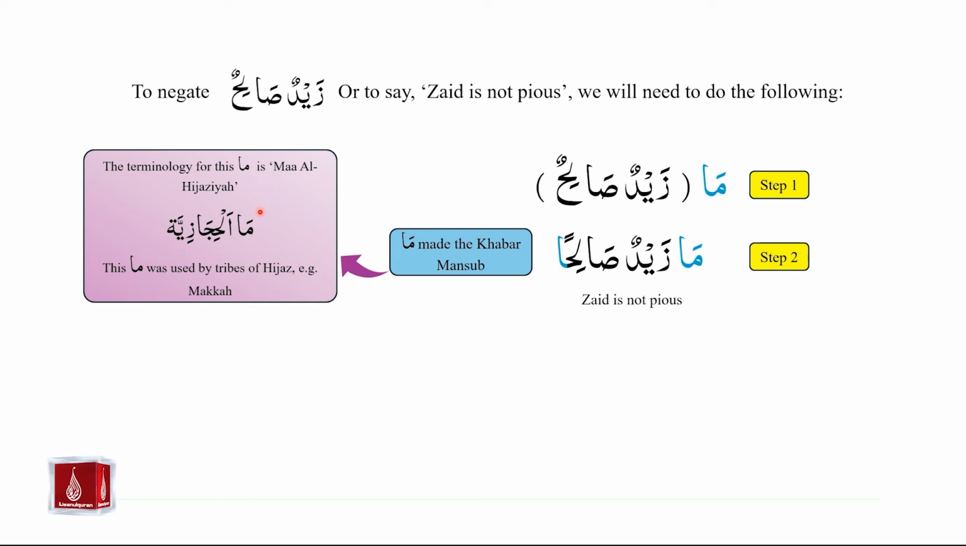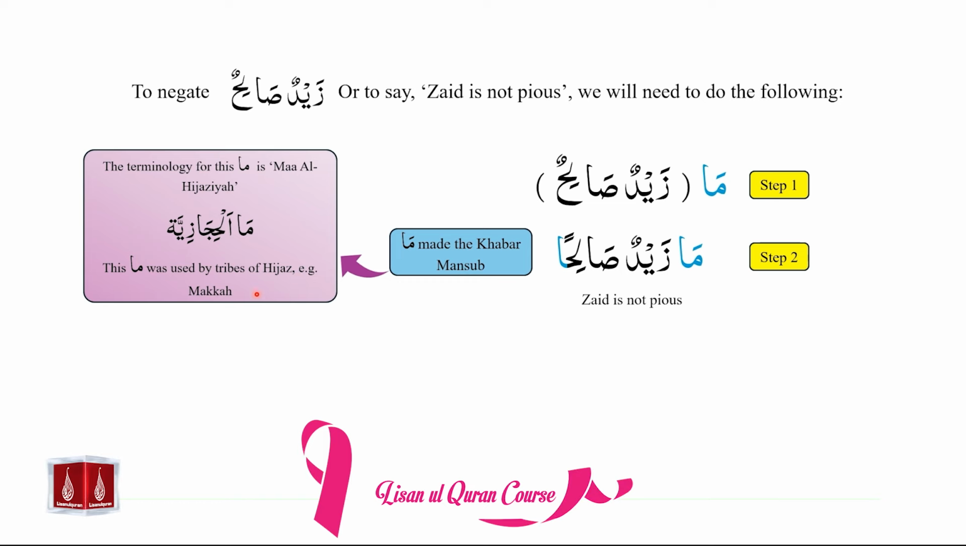It is written as follows, and the origin of the terminology comes from the fact that this ma was used by the tribes of the Hijaz. The Hijaz is the majority of the western part of modern-day Saudi Arabia, and it includes the cities of Makkah and Medina.